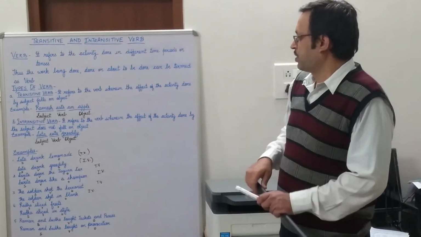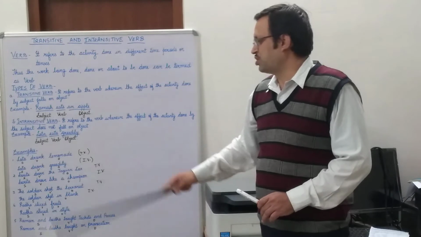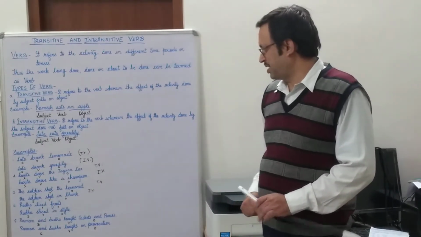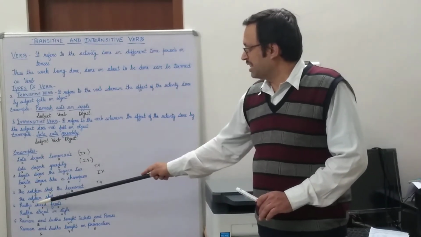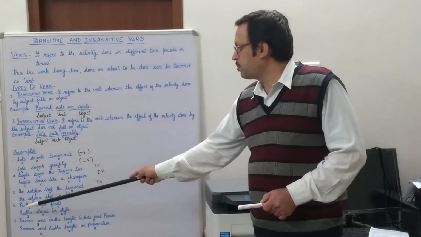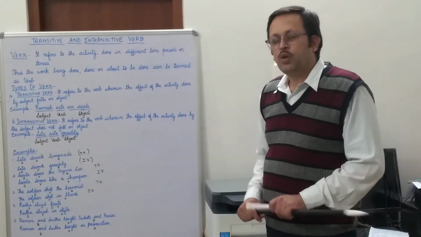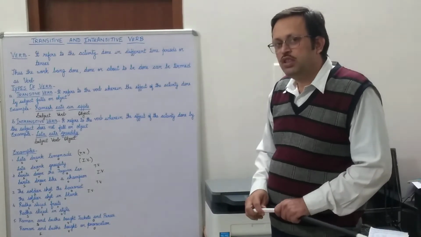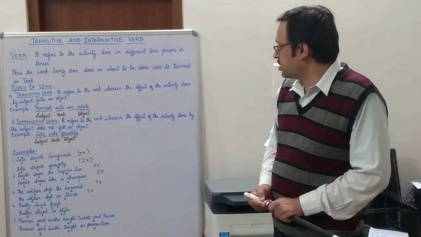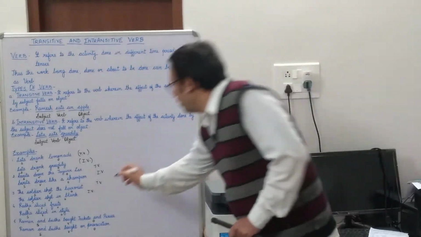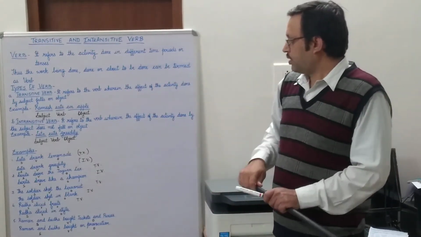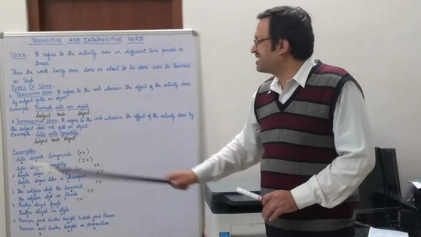Now the fourth one, "Radha sliced fruits." The subject is Radha, sliced is the verb, fruits is the object. So Radha is performing an activity of slicing. Slicing means cutting nicely, right? And who's performing the activity? Radha. And is the effect of that activity falling on the object fruit? Yes, the fruit is getting cut. It is getting sliced. So again it becomes the transitive verb because the effect of the activity has fallen on the object.